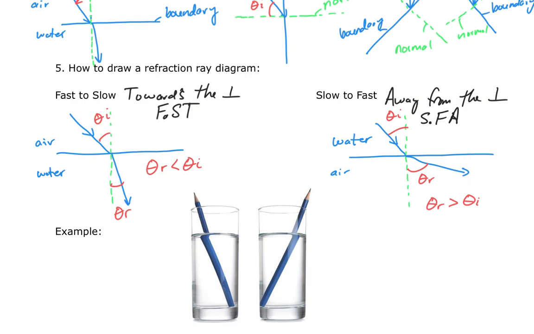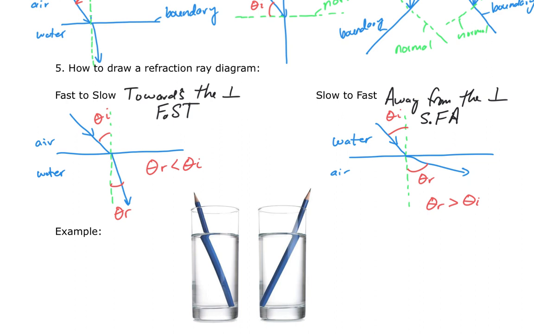Now, here's a pretty common example of refraction. We have a glass, and the glass is partially filled with water. And in the glass we put a pencil. And there's a couple things you should notice about this pencil. One is that the pencil in the water looks bigger than the pencil outside of the water. Right? It looks a lot bigger, kind of like we're holding up a magnifying glass.